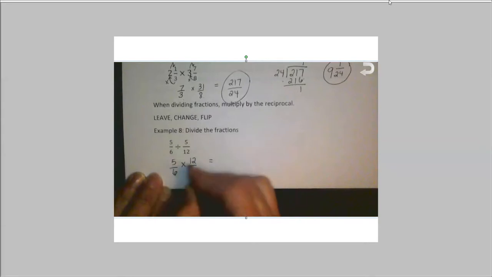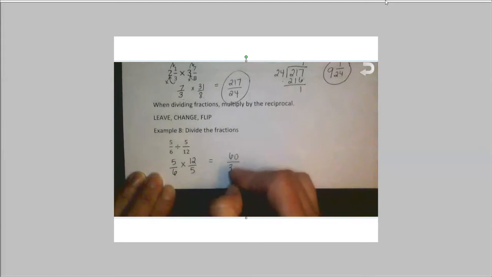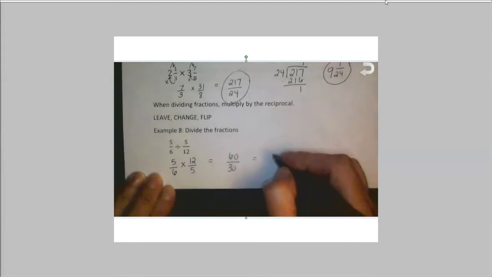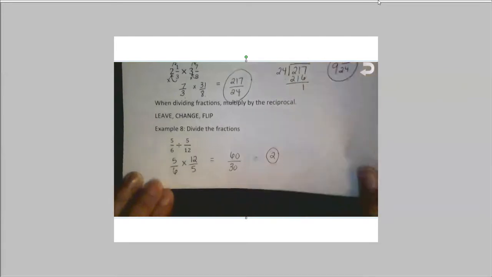We'll multiply the numerators. 5 times 12 is 60. 6 times 5 is 30. And 60 divided by 30 would simplify down to 2. So you'll want to reduce as far as you can, but make sure to follow those operations correctly. Okay? A lot of information.